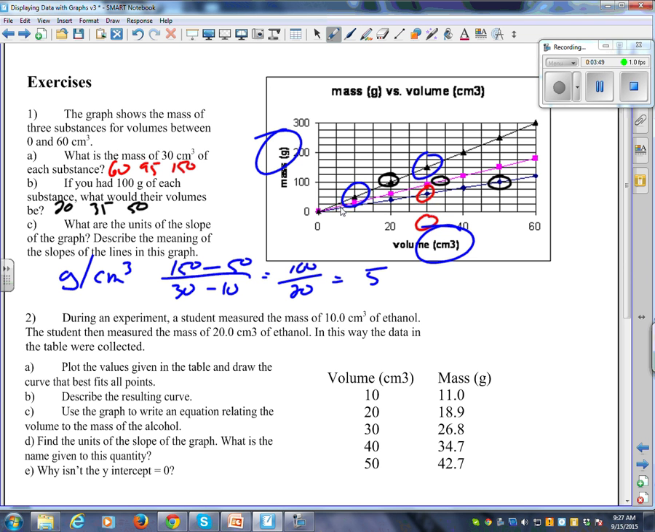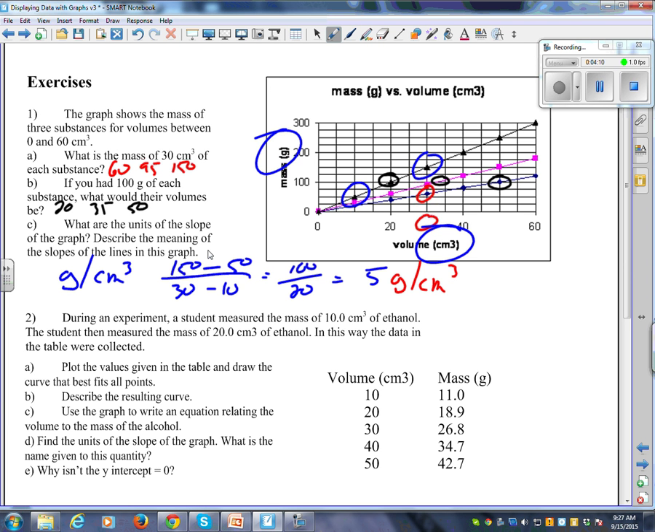If you got anywhere between probably 3.5 and 7.5, if you showed the work, I'm going to give it to you. The work is way more important than the number. Catherine, it's 5 what? Grams per cubic centimeter. Well done. 5 grams per cubic centimeter.